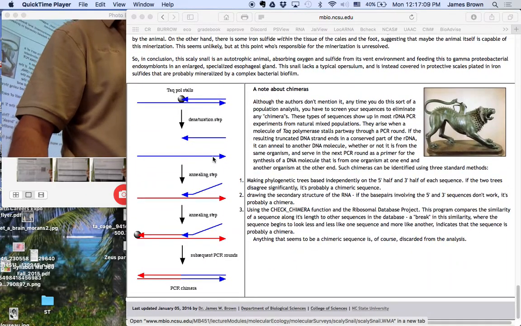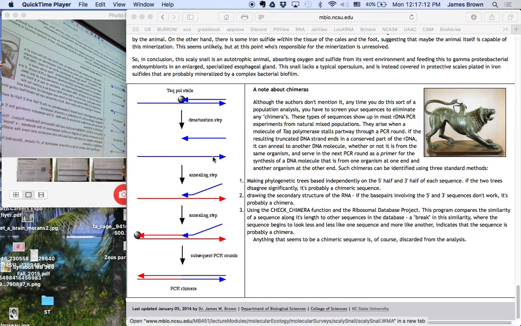So what is a chimera? Chimera is an ancient Greek creature that was supposed to be a hybrid between a lion, a snake, and an antelope. Think jackalope. You guys all know what jackalopes are, right? So what's a sequence chimera?